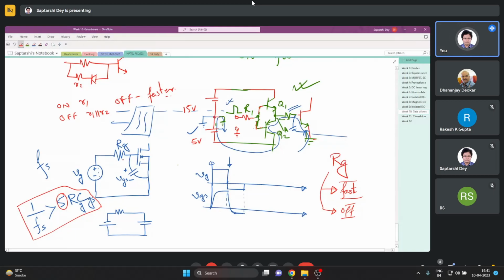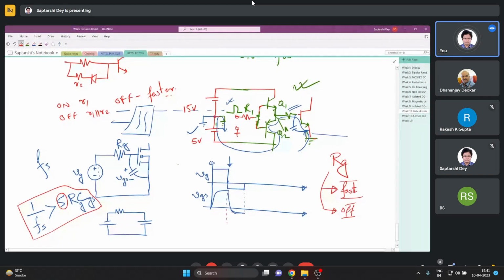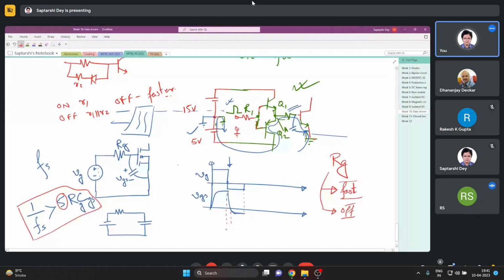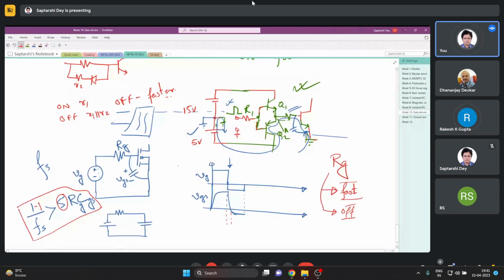Because the time that it takes to turn off should be maybe 1/10 of the whole turn off period, or maybe even less. Sir, here instead of this 1 by Fs, the T off should come, right? T off, yes, T off. So I should write T off.